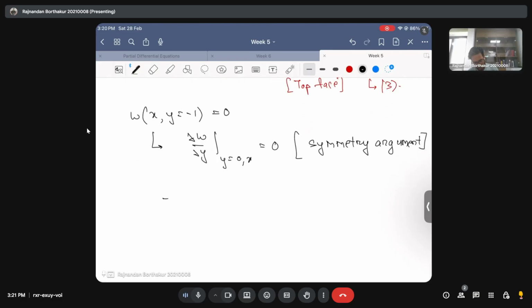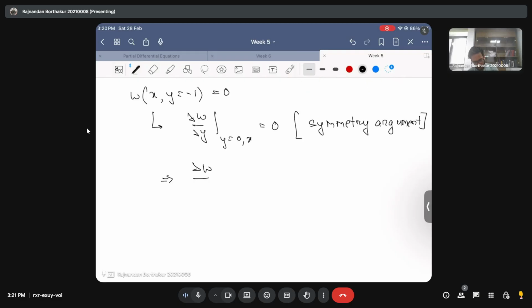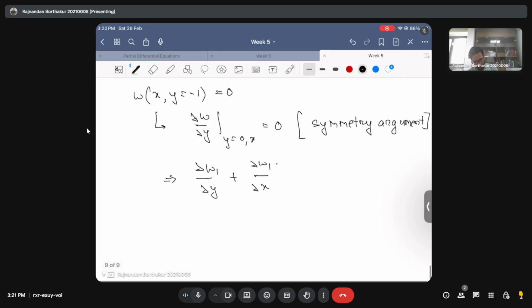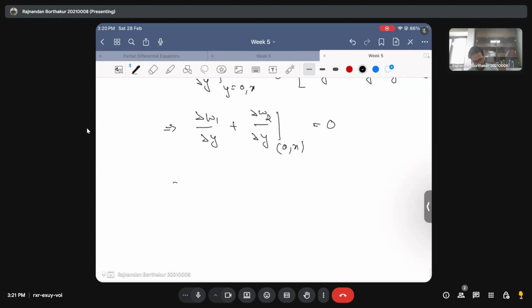Okay, and then I can write W as del W1 by del y plus del W1 by del x evaluated at, sorry, this is y, del W2 by del y evaluated at 0 comma x, and then this is equal to 0. Okay, and then I can tell that this term is anyway 0 because u1 is just a function of x. So which means I can tell that del W2 by del y evaluated at 0 comma x is equal to 0. Okay, this becomes my fourth boundary condition.